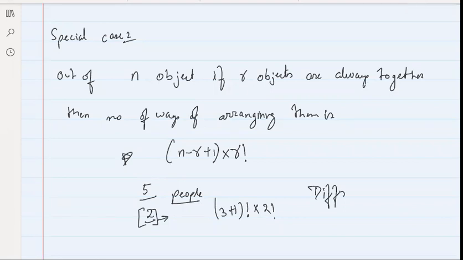Yes, Nitin, by total I mean the total number of ways of arrangement. This is saying arranging them. Got it? Okay. Now let's see some problems.